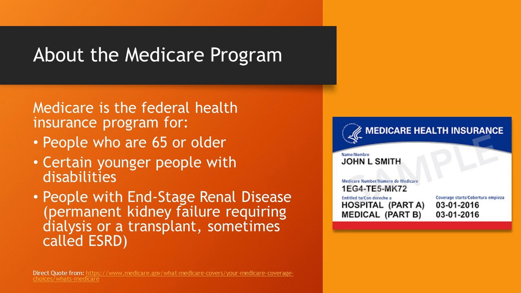There are different parts of the Medicare program that cover specific services. Medicare Part A covers inpatient hospital stays, care in skilled nursing facilities, hospice care, and some home health care. And Medicare Part B covers medical insurance, certain doctor services, outpatient care, medical supplies, and preventative services.